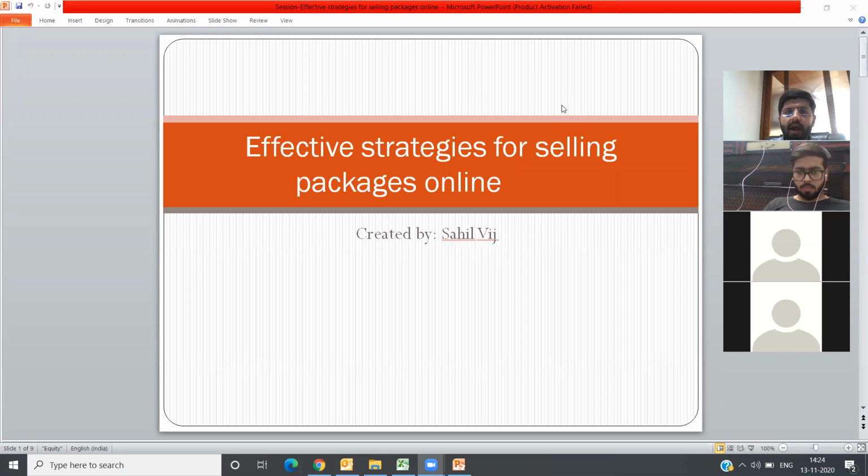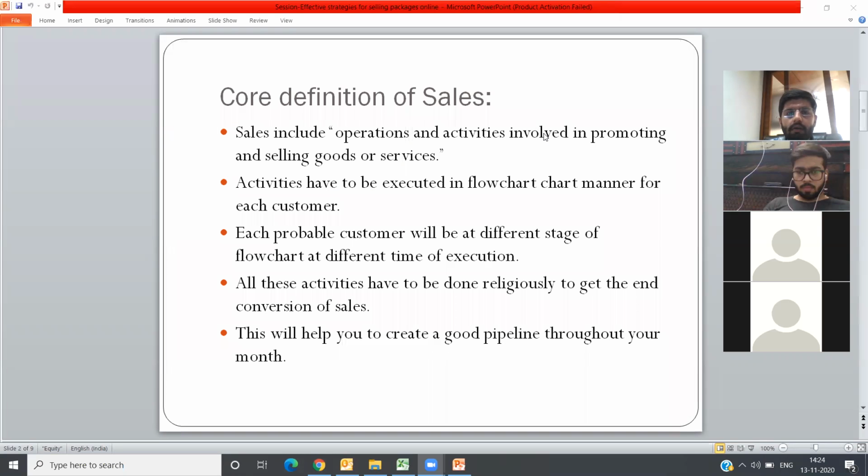Okay, so we'll be starting with the presentation. So first of all, I'll describe some basic terminologies. So what is the core definition of sales? Sales are the set of activities and operations which you are doing for promoting and selling goods or services. It can be anything, like a good, a finished product you can sell, or services.